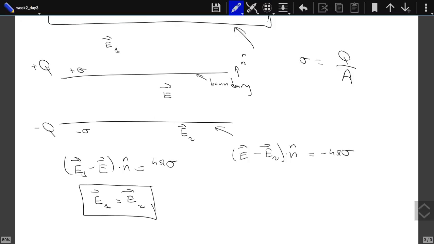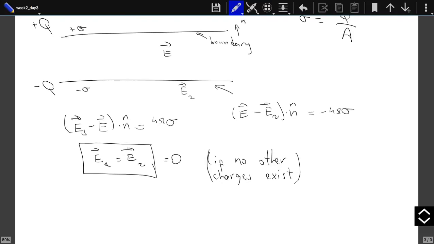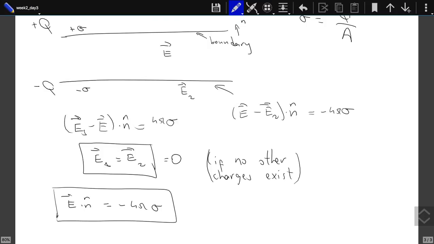Because in your first year, you made additional assumptions. One assumption was that this E1, E2 is basically the electric field created by some other charges nearby. So if there are no other charges except on your plates, then this E1 and E2 will be zero. Then again, this only tells you that E dot n is just minus 4 pi sigma, even if we just set E1 and E2 equal to 0.